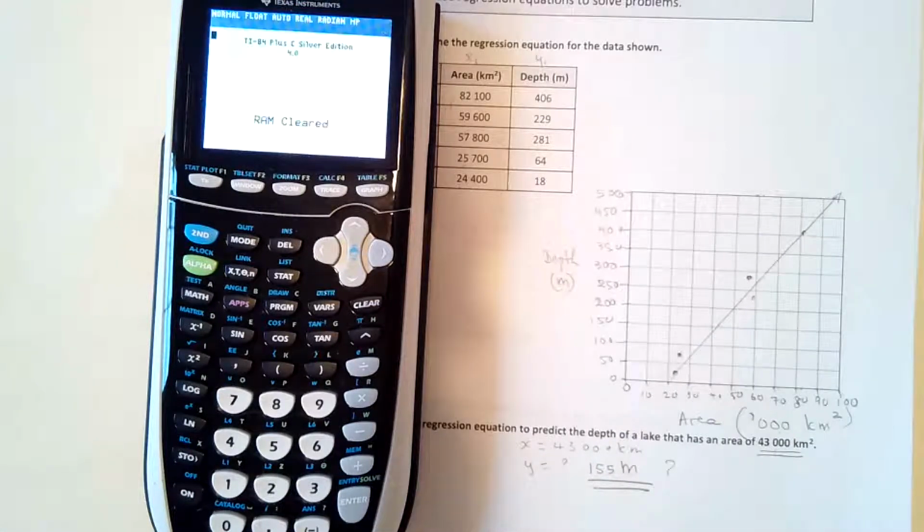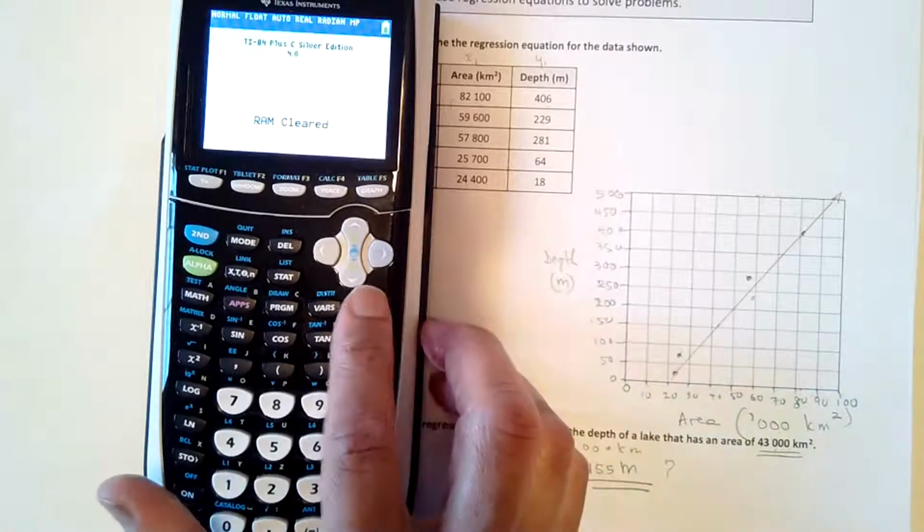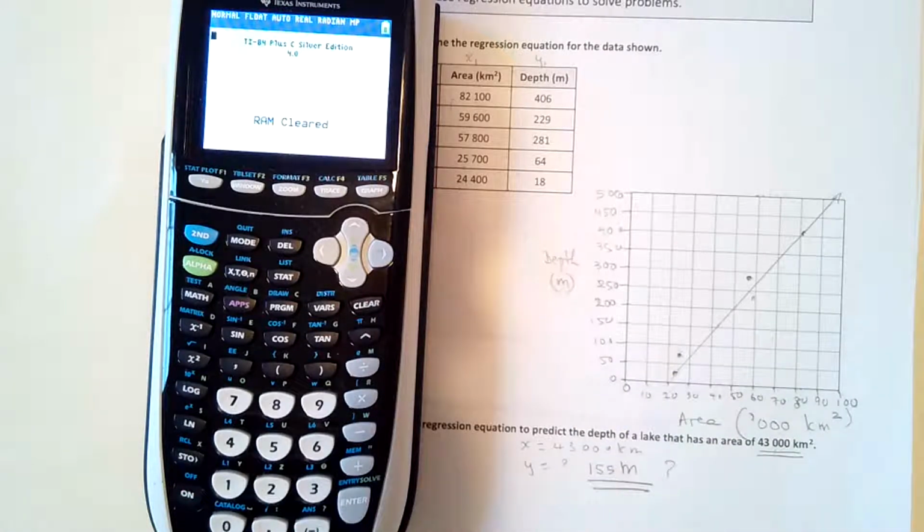This clears up whatever data you have. You don't have to do it every time, but it's a good practice. But if you have your own calculator, you may not need to do this.